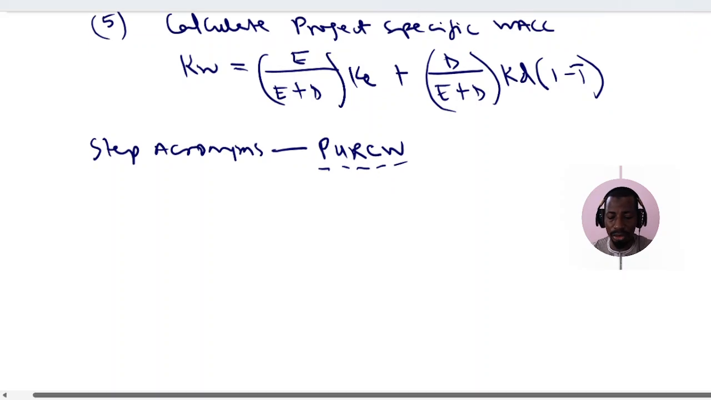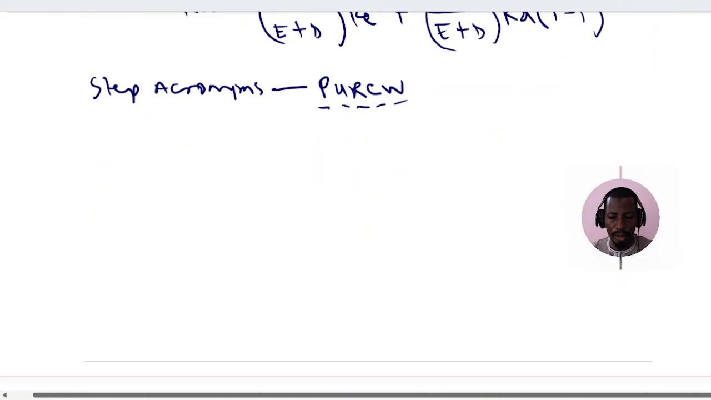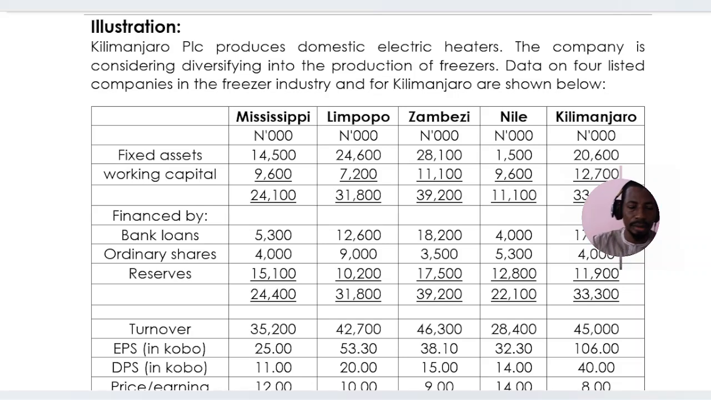Let's have an illustration to demonstrate our learning so far. Kilimanjaro PLC produces domestic electric heaters. The company is considering diversifying into the production of freezers. Data on 4 listed companies in the freezer industry and for Kilimanjaro are shown below.